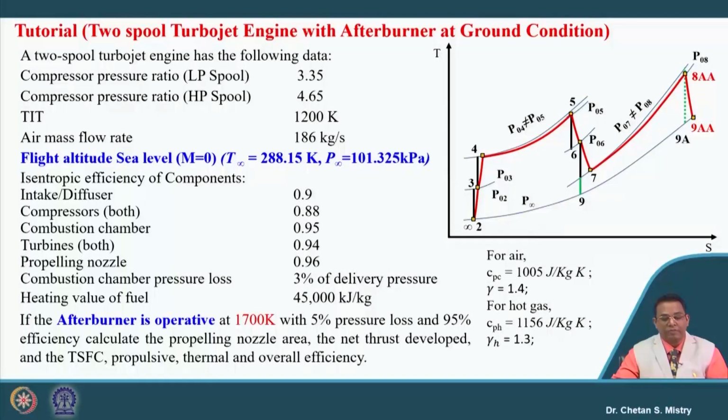Let us consider that it is a sea level condition, ground condition, so the atmospheric condition is our inlet condition. And in this case we are considering that our afterburner is operative, and the afterburner temperature we have considered as 1700 Kelvin, and there is 5% loss and 95% efficiency for this afterburner.